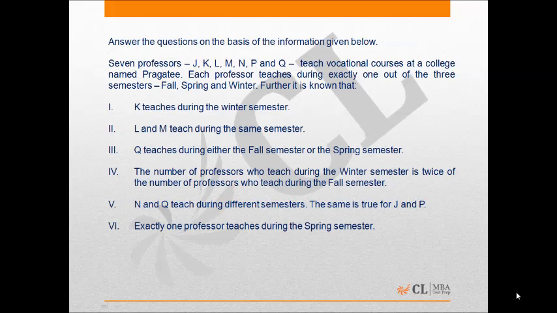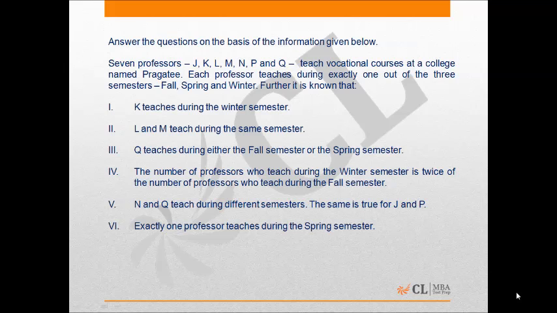Okay. This question talks about 7 professors J, K, L, M, N, P, and Q who teach vocational courses at a college named Pragati. Each professor teaches during exactly one out of the 3 semesters: fall, spring, or winter. Further, some information is given.